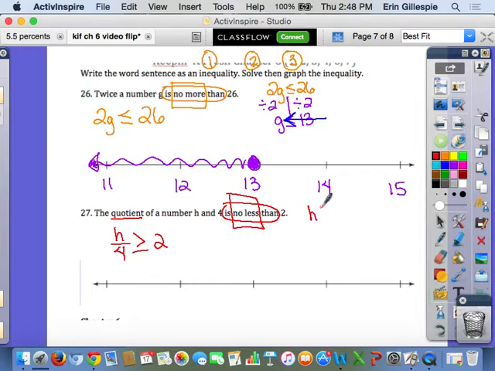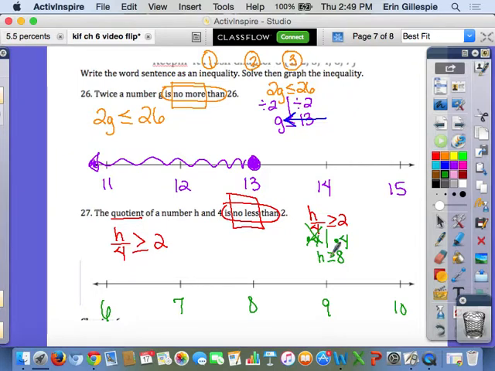Let's solve that. Using opposite operations, since that's division, I want to multiply both sides by 4. That'll cancel out, and I'll get h is greater than or equal to 8. So fill in your number line.